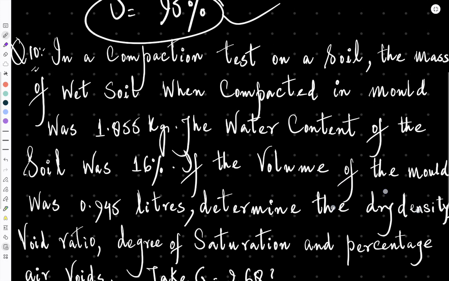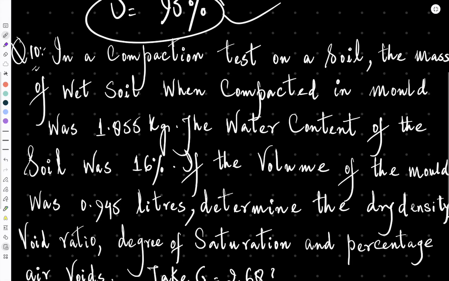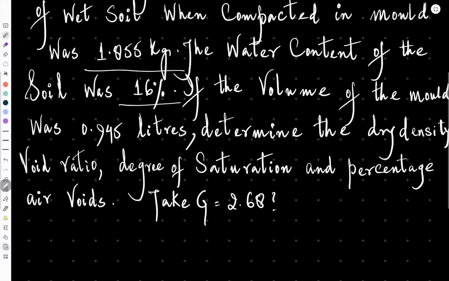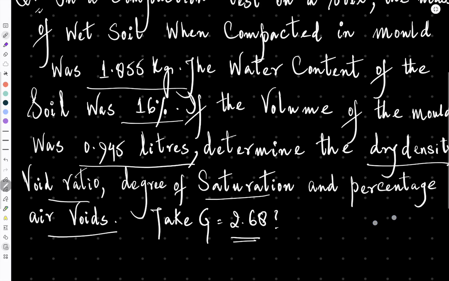Question is, in a compaction test on a soil, the mass of wet soil when compacted in the mold was found to be 1.855 kilograms. The water content of the soil was 16%. If the volume of the mold was 0.945 liters, determine the dry density, void ratio, degree of saturation, and percentage air voids. Take G as 2.68. All right, so this is the question.